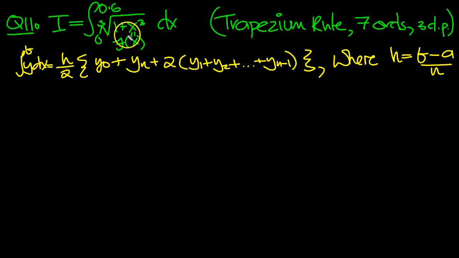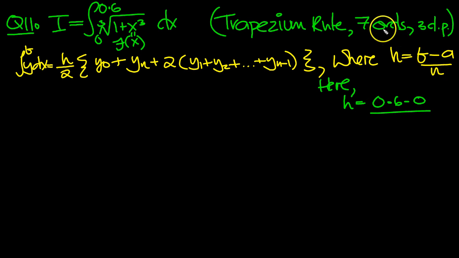Evaluate this integral between 0 and 0.6 using the trapezium rule with 7 ordinates, and your answer should be to 3 decimal places. So let's work out h first of all. h is equal to (b minus a) over the number of intervals. The interval is from 0 to 0.6, so the difference is 0.6, over the number of intervals: 7 ordinates, so there are 6 intervals. So h equals 0.1.